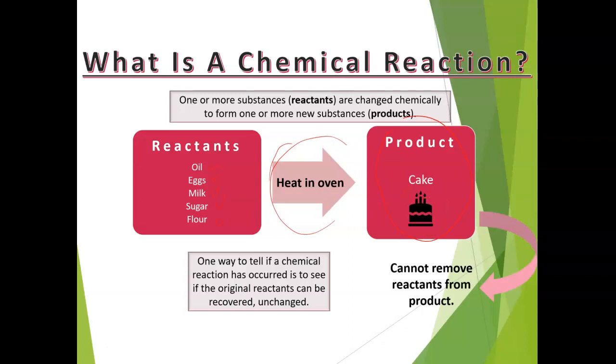So one way to tell if a chemical reaction has occurred is to see if the original reactants can be recovered. And if they can't, then you know a chemical reaction took place. So what you're starting with is the reactants. What you end with is the product. And in the next video, we're going to talk about how there are different types of reactions. In this reaction, we're building something. In some reactions, we're breaking apart something.